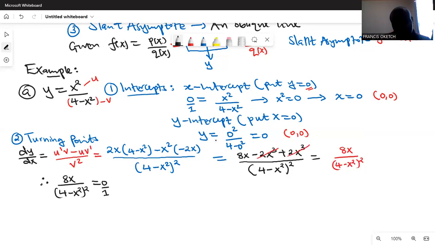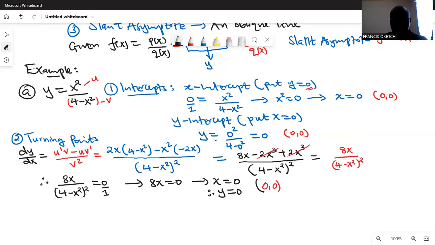Remember it is 0 over 1. So this means 8x is equals to 0, which means x is equals to 0. So what is the value of y when x is 0? Therefore, when x is 0 and I substitute in the given function, you get y is also equals to 0. So our turning point is just one point, and the coordinates are 0, 0. The origin is the turning point. So we need to know the nature of that turning point.